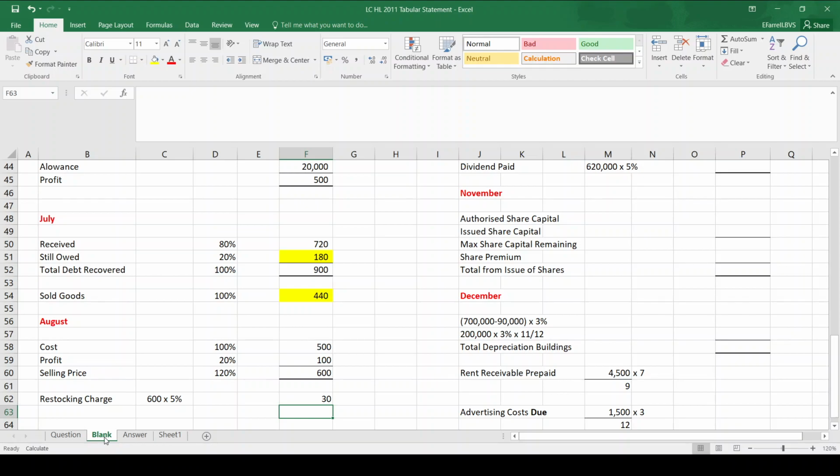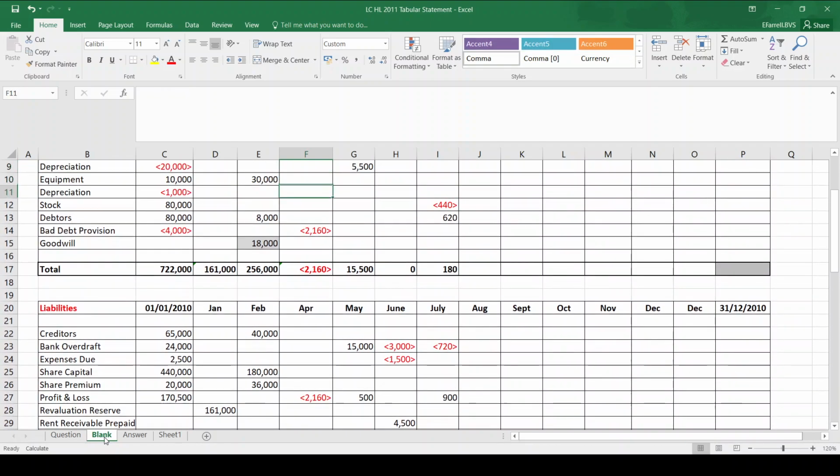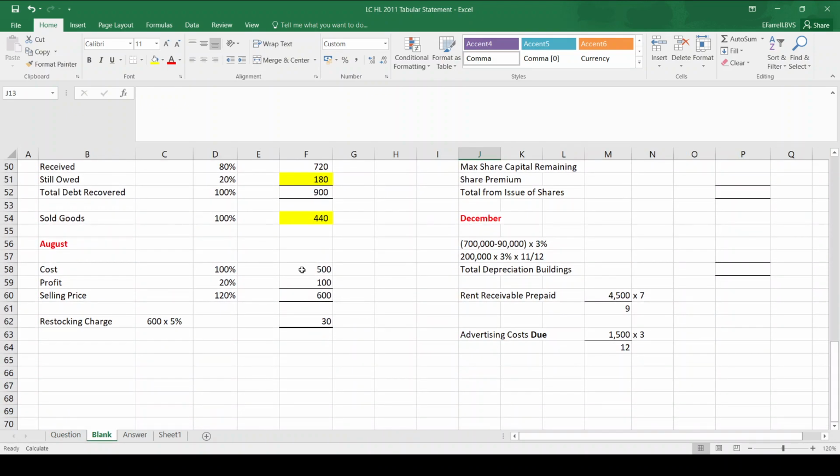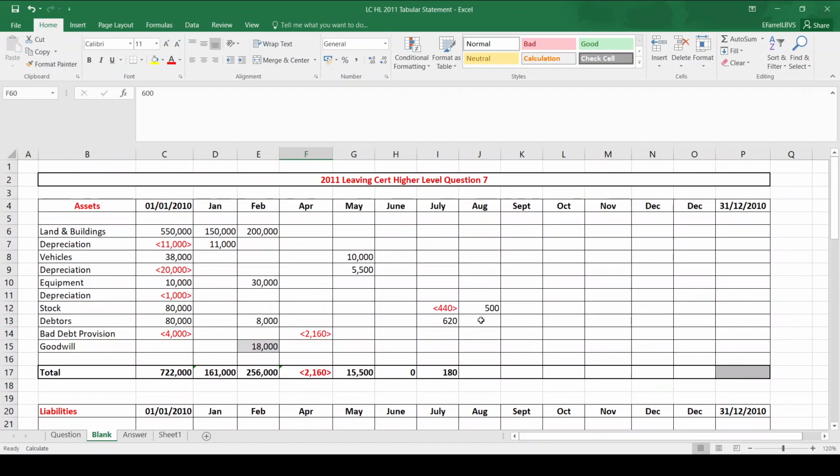So to enter these in, these are sales returns. So the goods that are sent back to us have to be put back into stock, because stock is always valued at cost price. So now stock here is going to go up by 500 for the cost of those goods. Debtors, again, because they've given us back the goods, they don't owe us the money. So debtors should go down by 600, but we're after charging them a restocking charge of 30 euros. So we're only giving them back 570. We're not giving them back the full amount. So debtors are going to go down by 570.